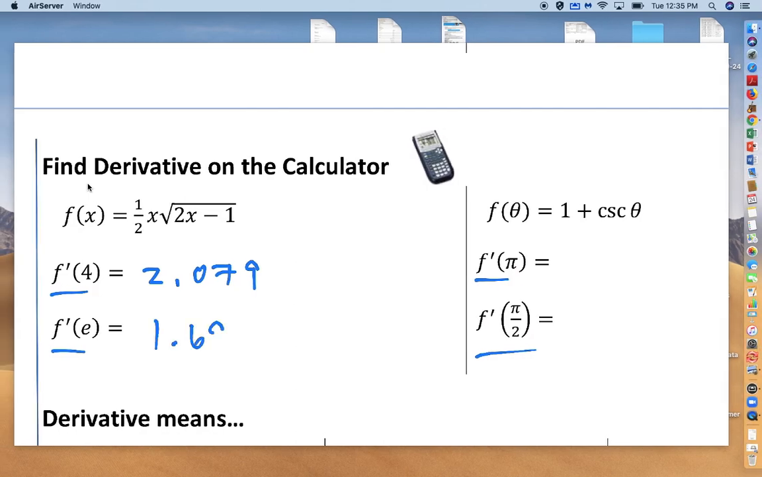It works well for cosecant and other functions. The thing I want to say about the calculator is that to do cosecant, you actually have to do 1 over sine of theta, because there's no cosecant button on your calculator. And I'll show you how that works.